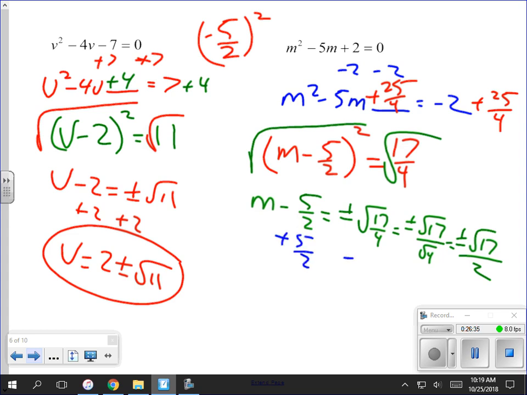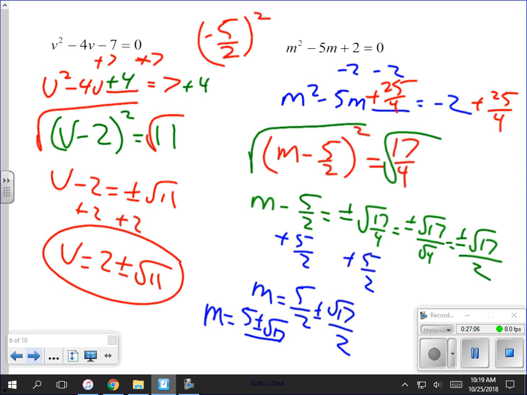Add 5 halves to both sides, and I get m equals 5 halves plus or minus the square root of 17 over 2. Now, does that kind of look familiar to you? If I rewrite that as one fraction, m equals 5 plus or minus the square root of 17 over 2. Does that help make it look real familiar to you? That looks like a quadratic formula answer, doesn't it?